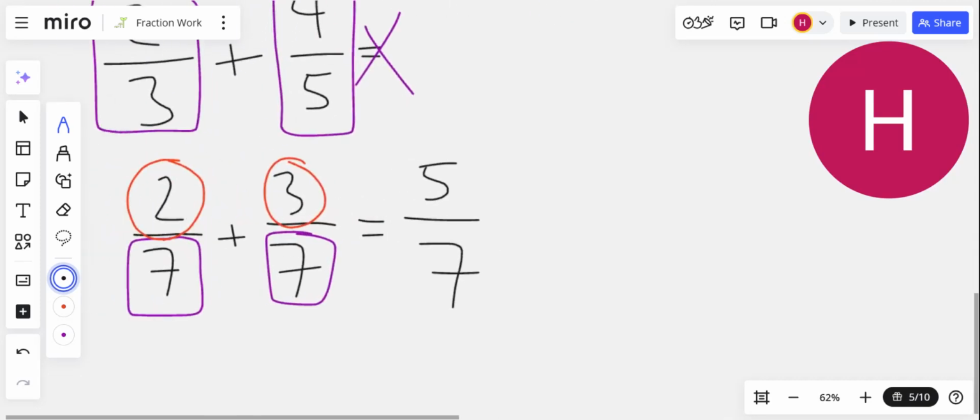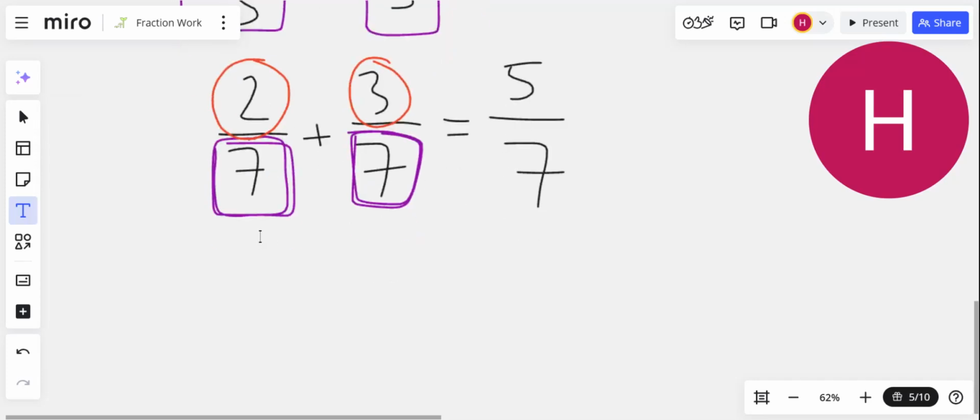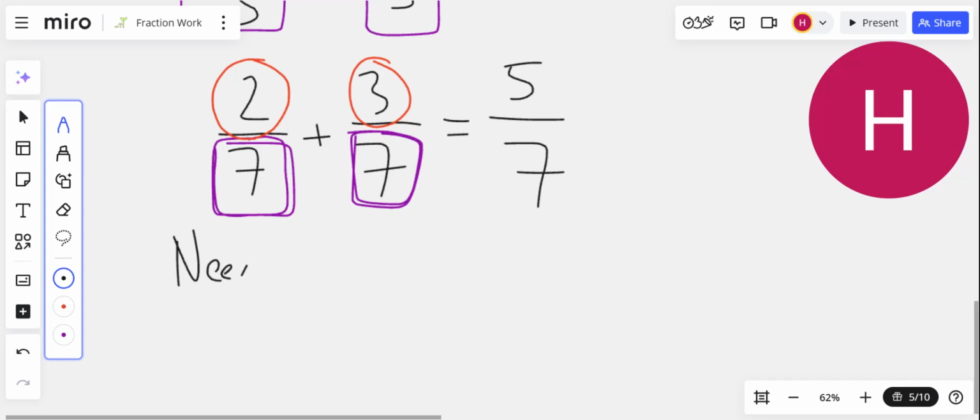Okay, so we have 5 out of the 7 cookies. See how we were able to do that? Because we were talking about the same group of people, the same group of 7 people. Now, that's going to require us to have this common denominator whenever we're trying to add fractions together. So we need a common denominator.